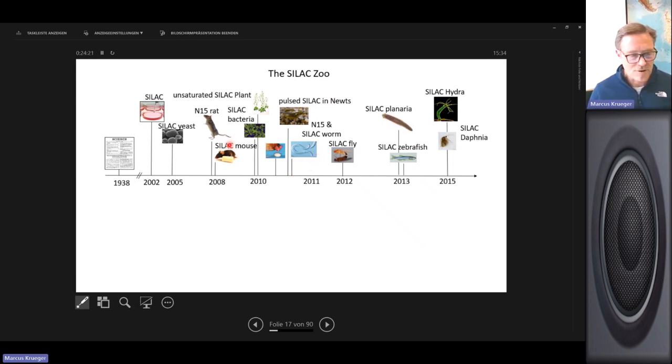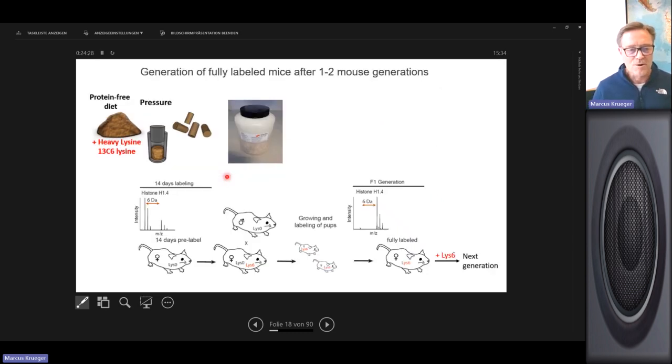elegans. And today I want to stress a bit the SILAC mouse, since this might be one of the most important model organisms. So how did we do that? Of course, the mice were not drinking heavy media, so they have to eat something, right? The idea was to use a protein-free diet and spike in our heavy lysine as an amino acid. We compress it because they like these chips or pellets, right? And then you can purchase this heavy labeled food from a certain company, Silantes here.